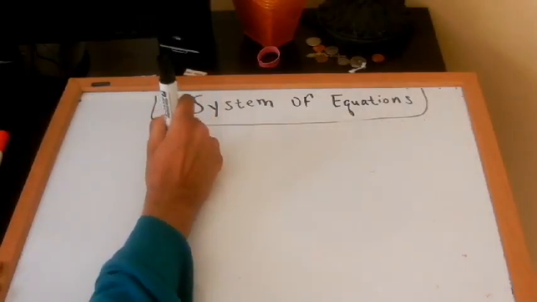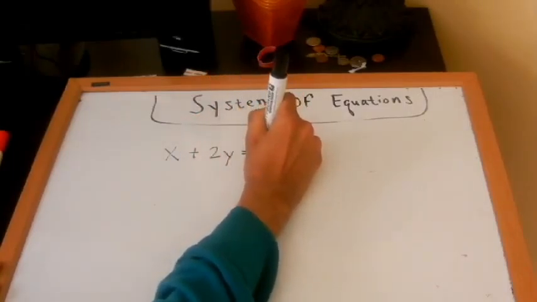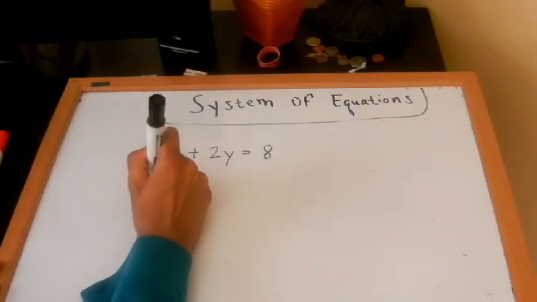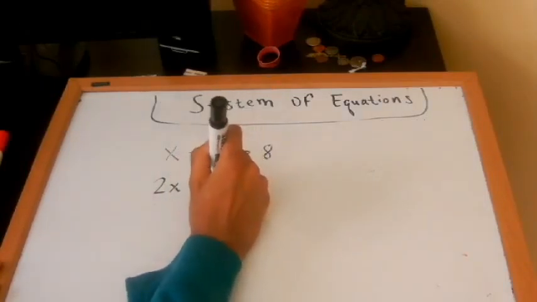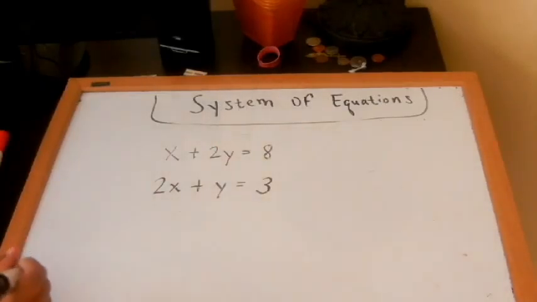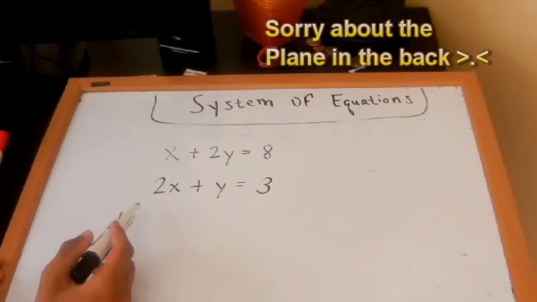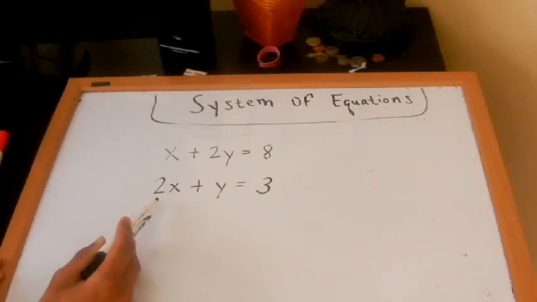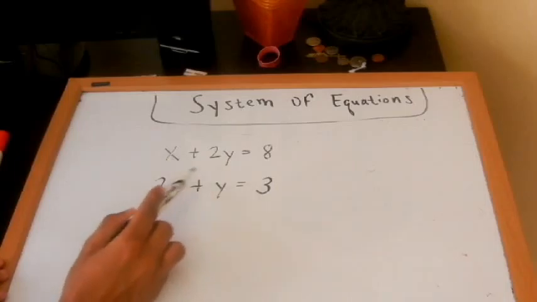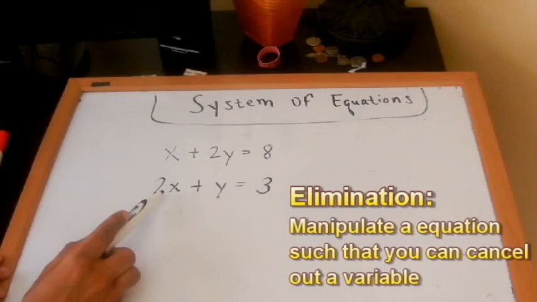So suppose you're given x plus 2y equals 8, and 2x plus y equals 3. Now, the strategy that I'm going to be using to solve the system of equations is elimination. So I'm going to try to eliminate one of my variables, either my x or my y. So notice here that I have 1x and here I have 2x.